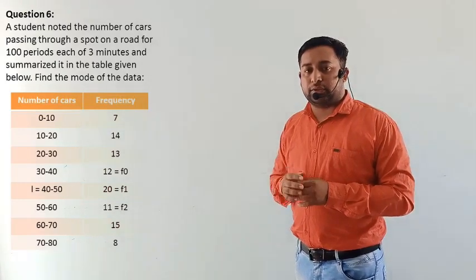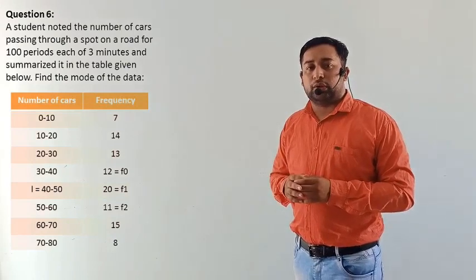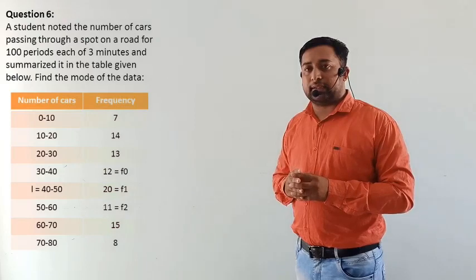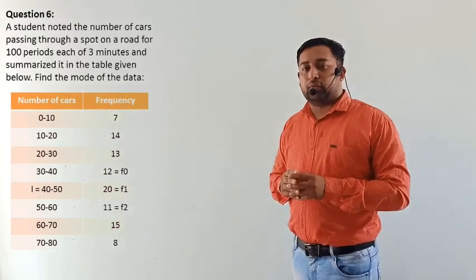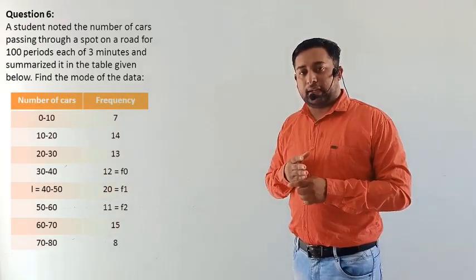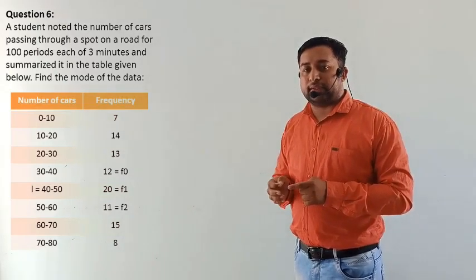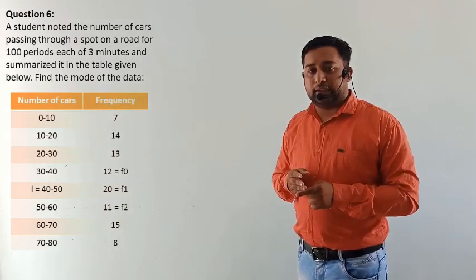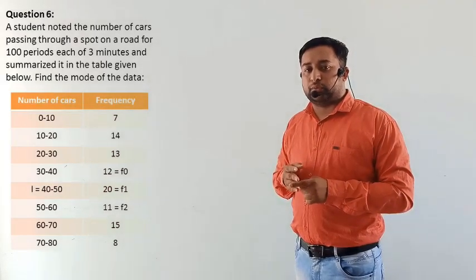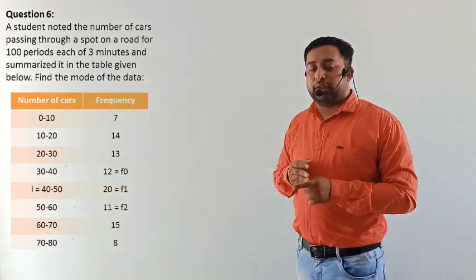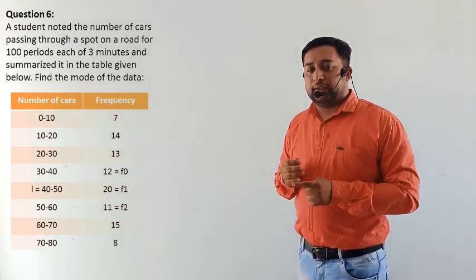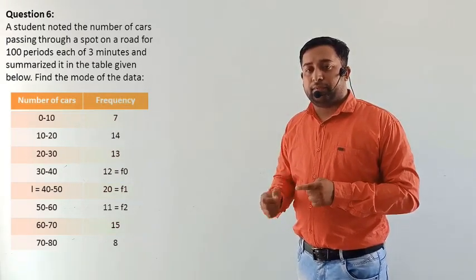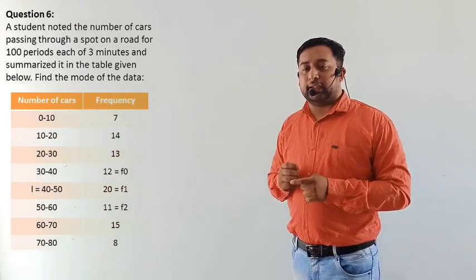So now our last question of 14.2, the last question for mode, says that a student noted the number of cars passing through a particular spot on a road for 100 periods, each of 3 minutes, and summarized it in the table given below. Find the mode of the data. Cars passing 0 to 10, frequency 7; 10 to 20, 14; 20 to 30, 13; 30 to 40, 12; 40 to 50, 20; 50 to 60, 11; 60 to 70, 15; 70 to 80, 8.